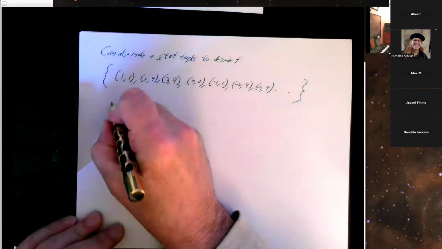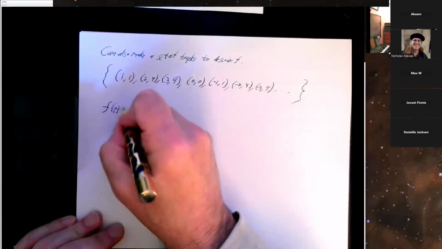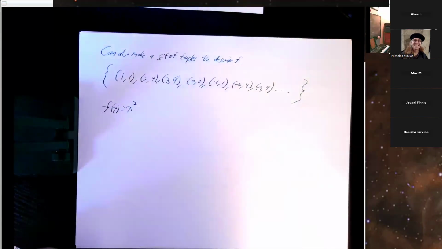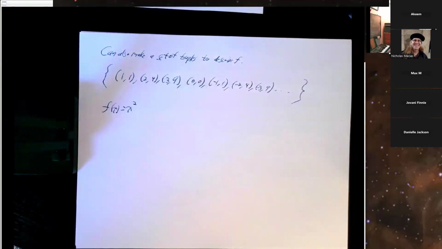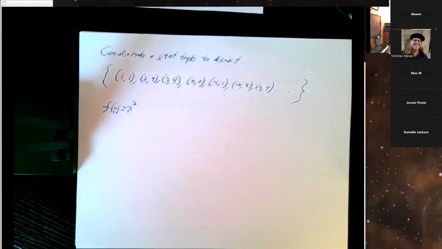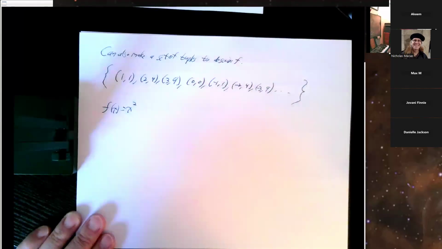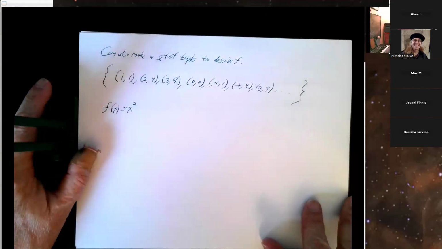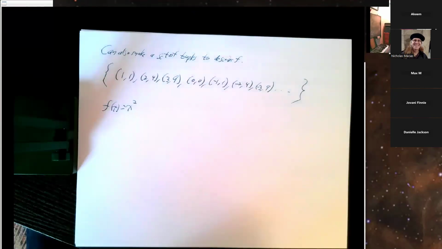We could also say, f of x equals x squared. That's a mathematical way to describe it. But this is an interesting way to describe a function as a set of tuples, because we talked about sets of tuples on Monday.